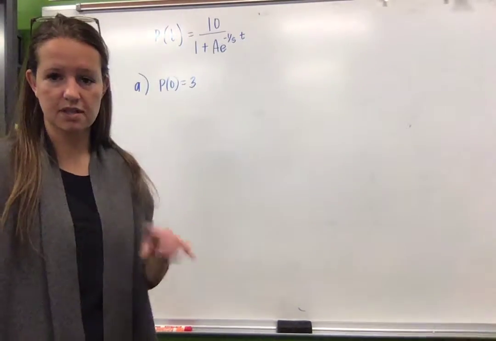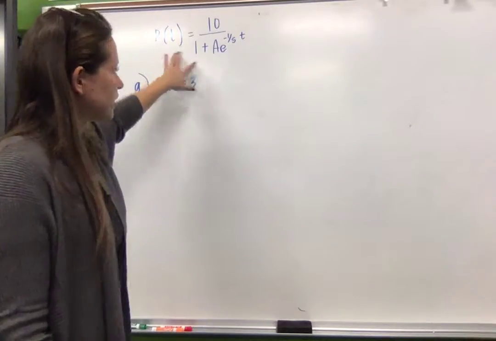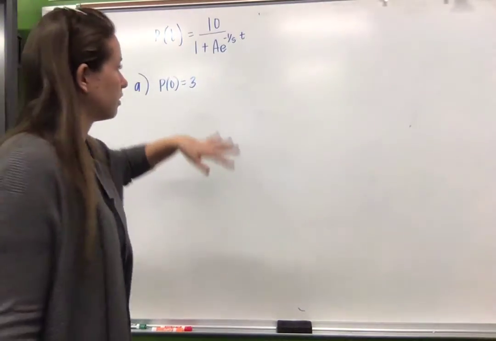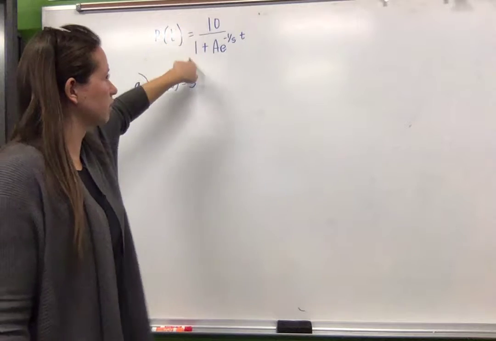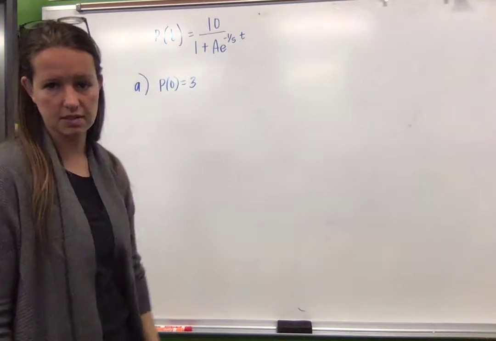Okay, whether you used the last video to differentiate the equation or you had it memorized, given the notes I gave you in class, you now know that P of t is 10 over 1 plus a e to the negative 1/5 t, this equation right here.